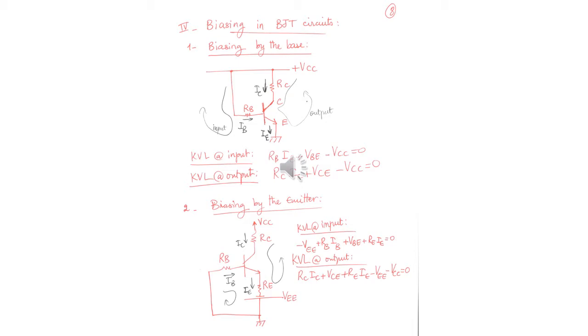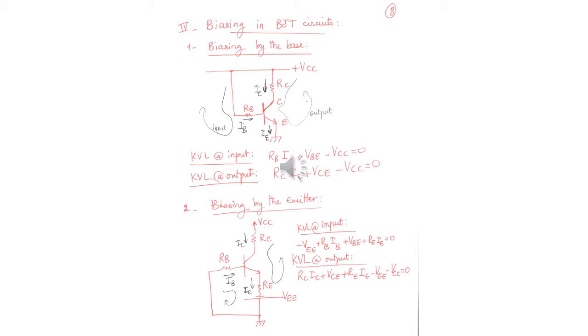KVL at input: RB IB plus VBE minus VCC equals 0, because here you have VCC. KVL at output: RC IC plus VCE minus VCC is equal to 0. This is a type of biasing.